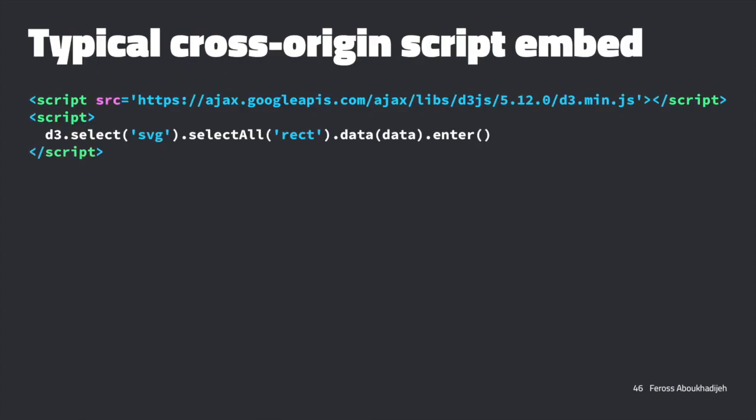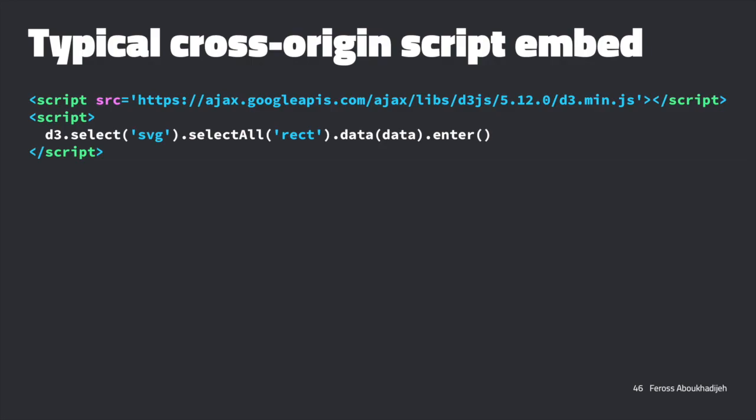This is one way you might see this in the real world. This is using the Google CDN to load the D3 library. It gets loaded, and right after that, we use it to do some D3 stuff. This is just a graphics library. So anyway, that's the way we might use it. So can we actually prevent this?